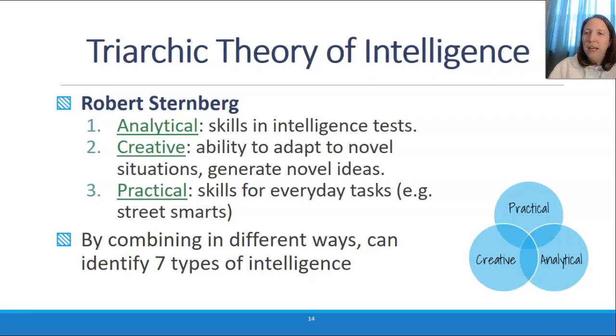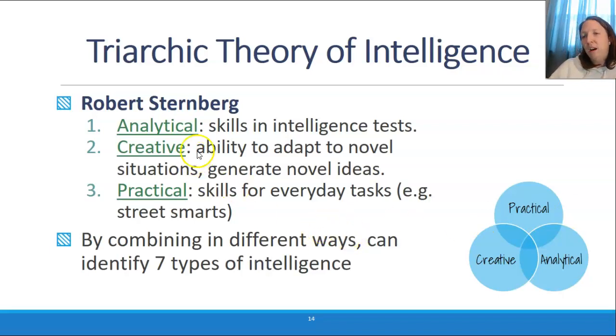And yet another theory is the triarchic theory of intelligence by Robert Sternberg. He overlaps with all of these thinkers so far in that he does believe that people have three different areas of intelligence, but that they can overlap, or you can be stronger in one and weaker in another. And depending on those combinations, there are actually seven different types of intelligence.